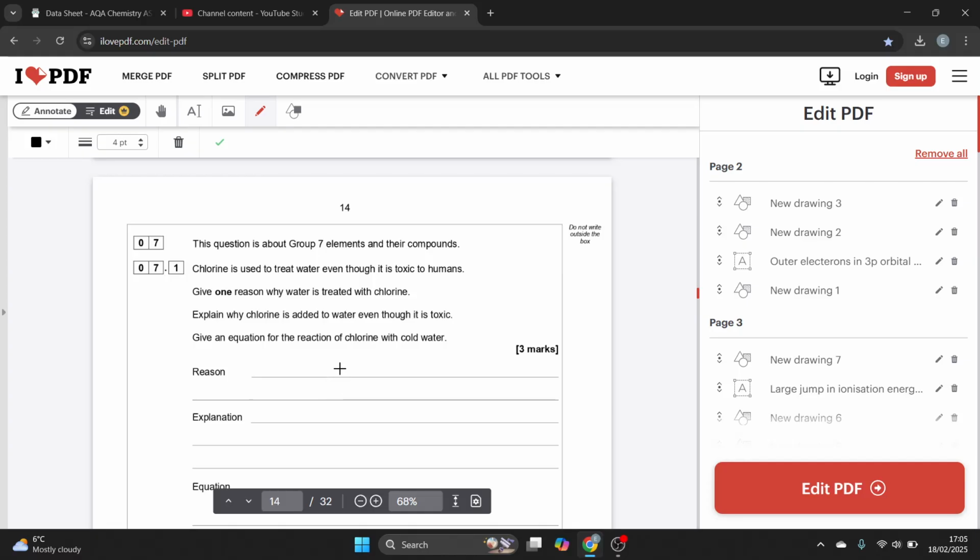Chlorine is used to treat water even though it's toxic to humans. Give one reason why water is treated with chlorine. Reason: kills microorganisms. Wait, what? Explain why chlorine is added to water even though it is toxic.